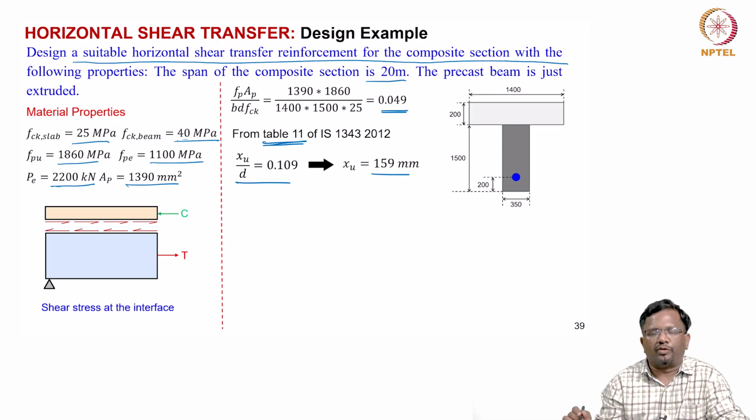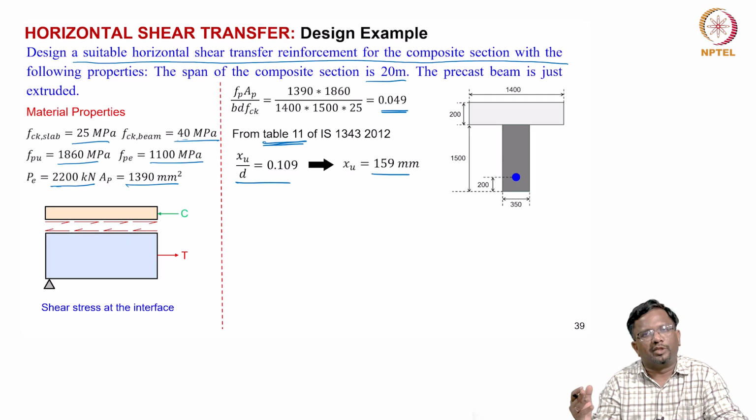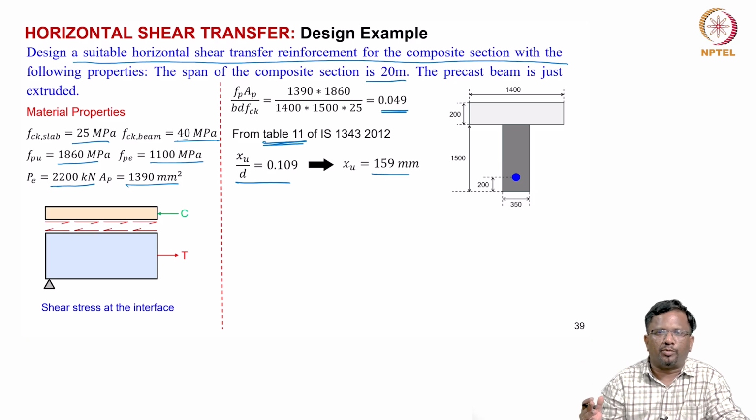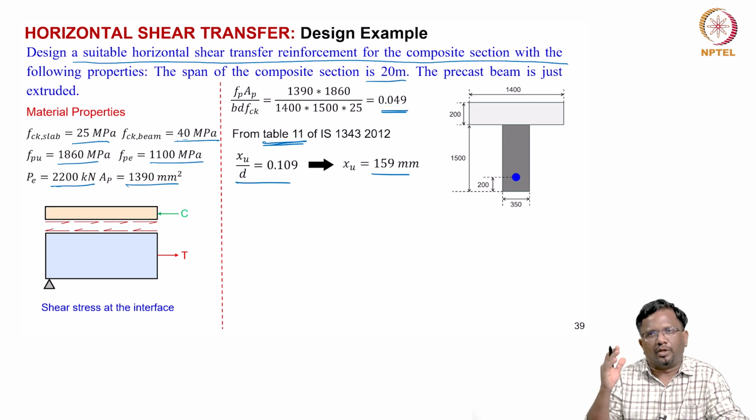and that works out to be 159 millimeters. So, if you don't want to use this approximate method, you can do the moment curvature analysis that we have discussed in the flexural chapter, and you can derive the entire moment curvature, and you can look at the ultimate moment and then calculate your compression and tension forces. This is a very simple way of doing it.